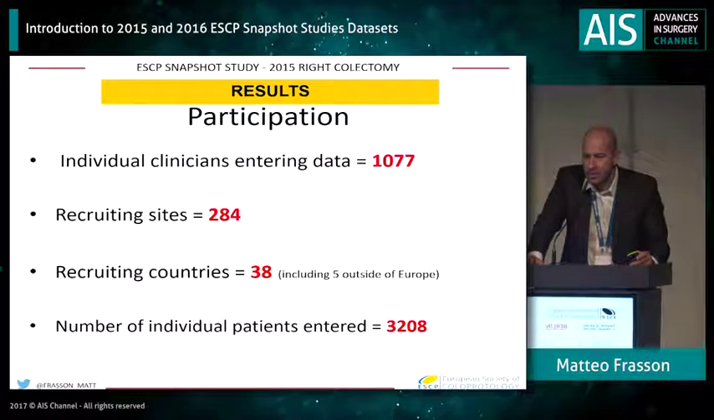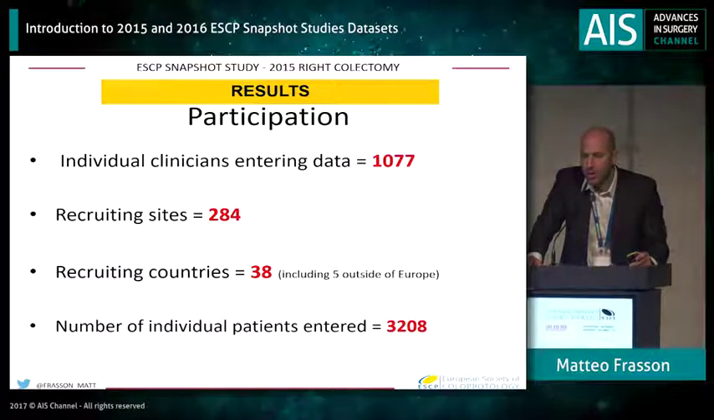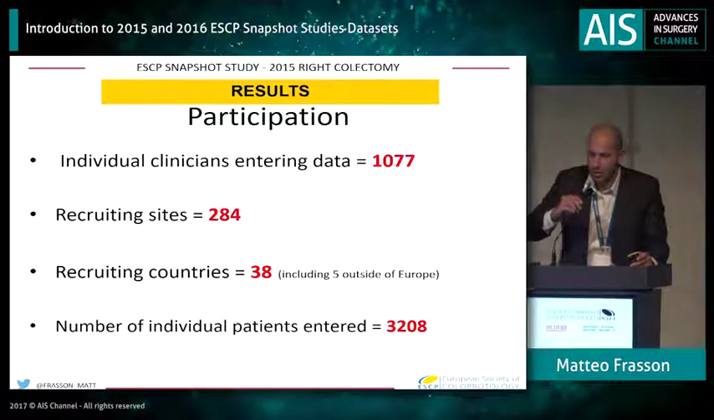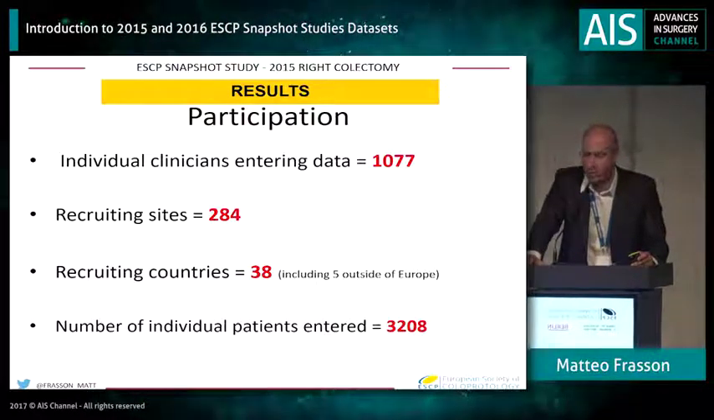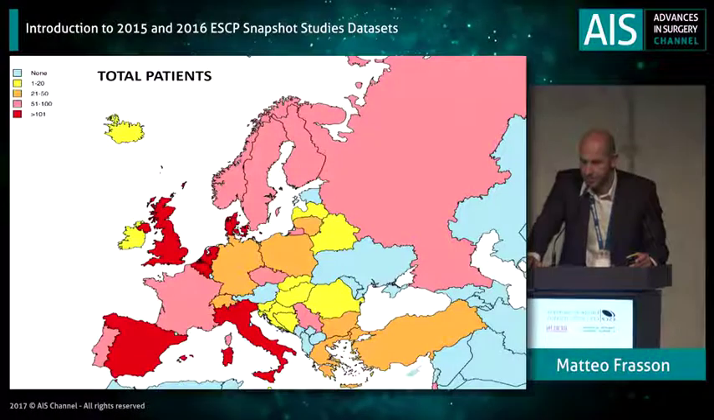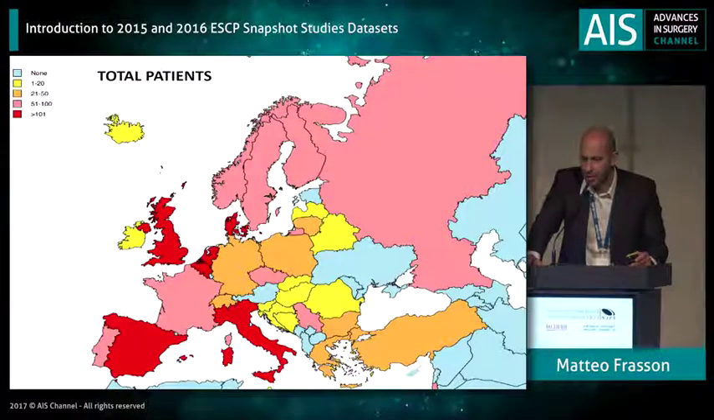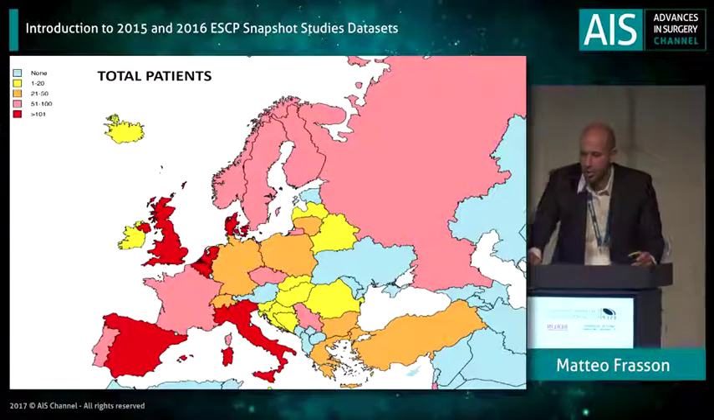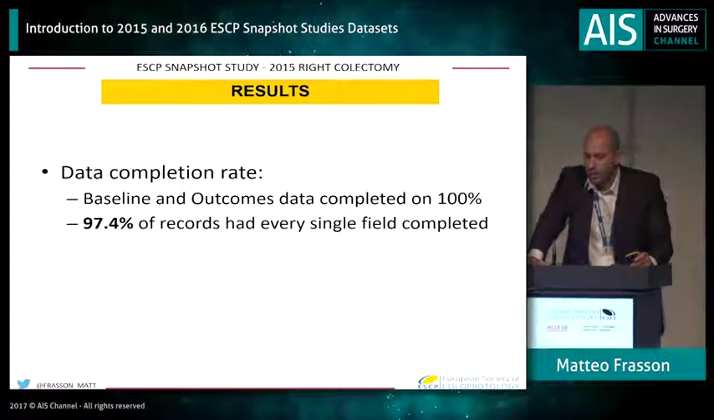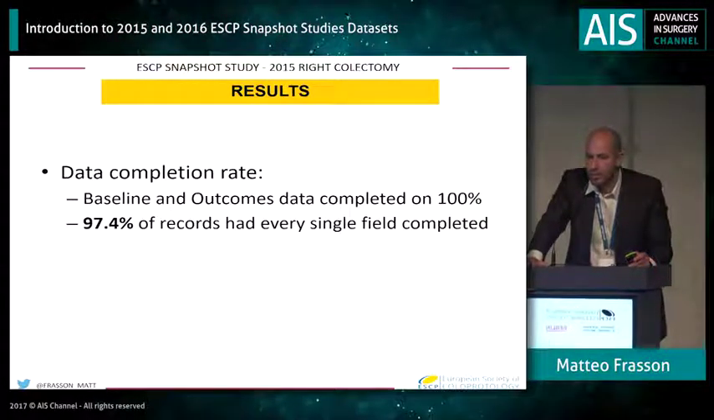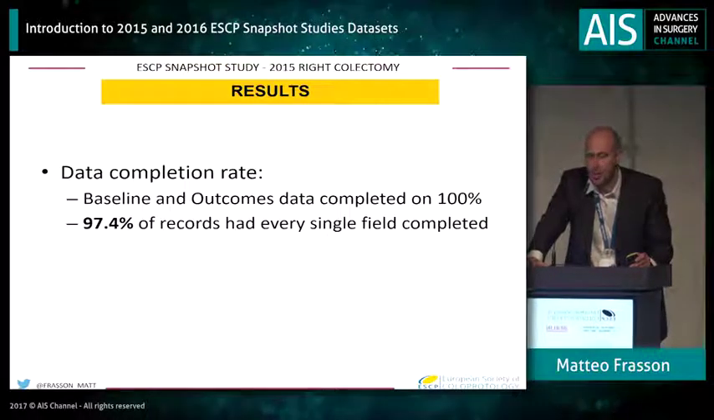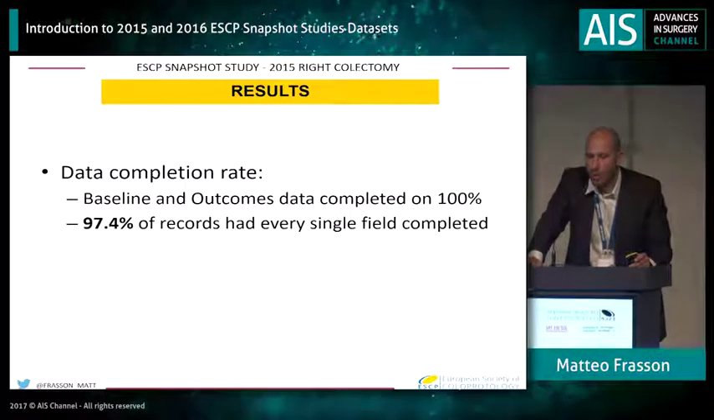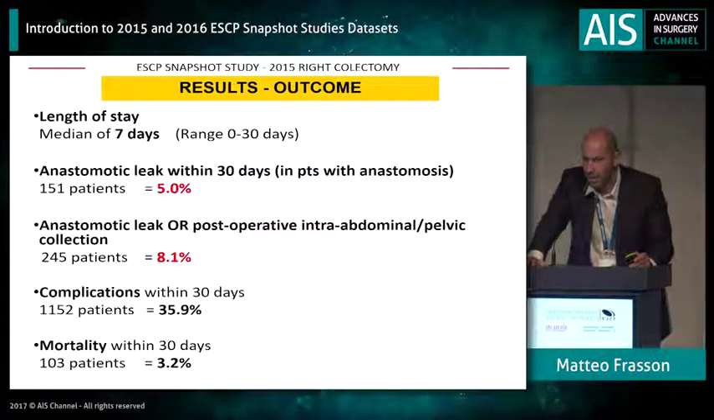More than 1,000 different surgeons participated in the snapshot, in more than 280 centers in 38 countries, and more than 3,000 patients were introduced in the database. This is a detail of participation per country, with great participation in Spain, Italy, Holland, Belgium, UK. And one thing we were very happy with was the high quality of data we collected.